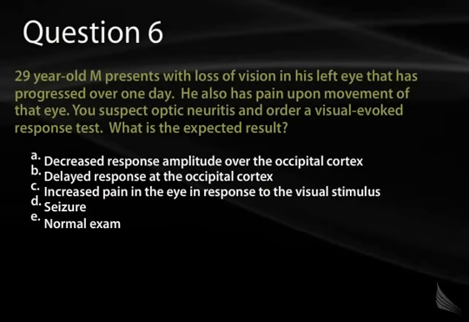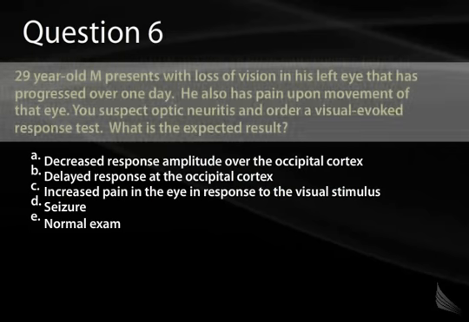Question 6. A 29-year-old man presents with loss of vision in his left eye that progressed over one day. He also has pain upon movement of that eye. You suspect optic neuritis and order a visual evoked response test. What is the expected result?